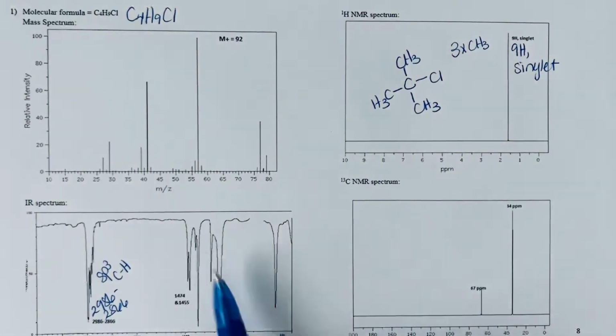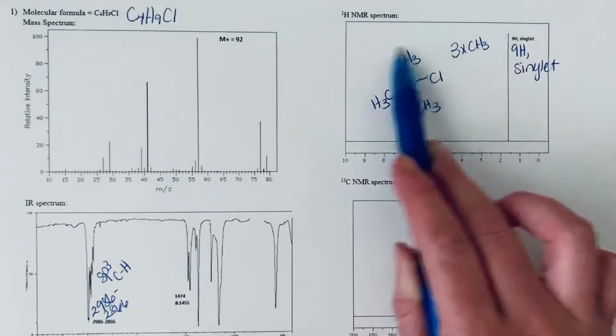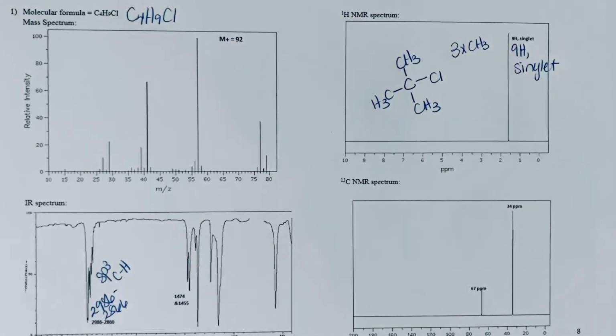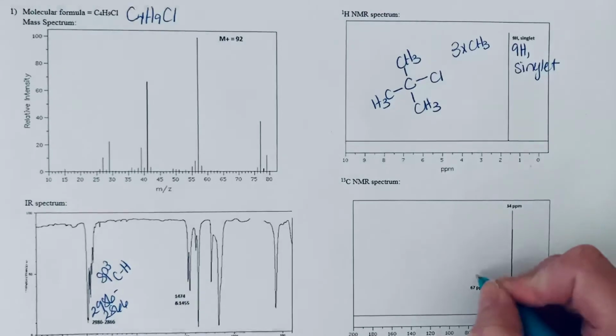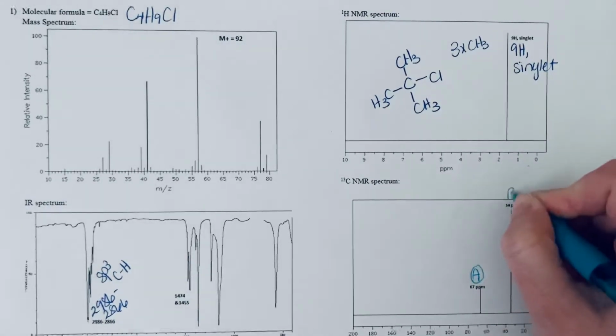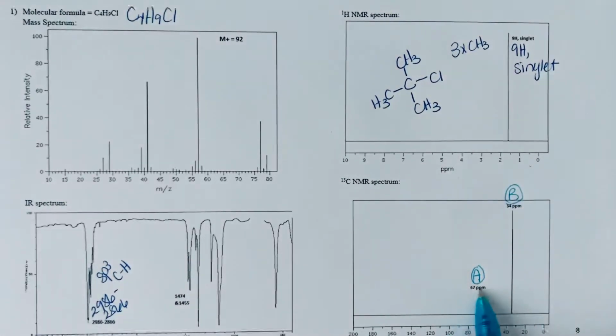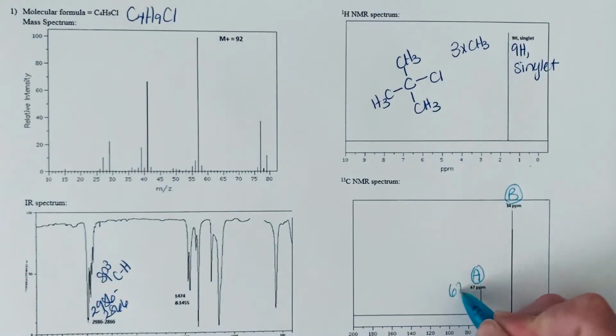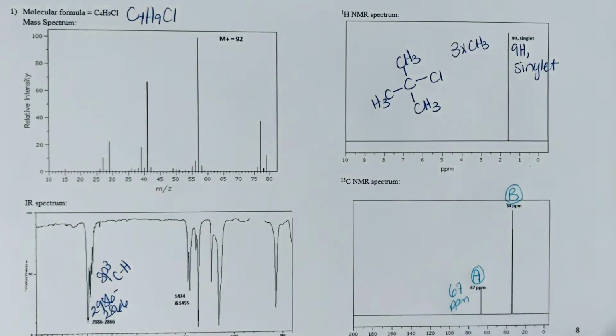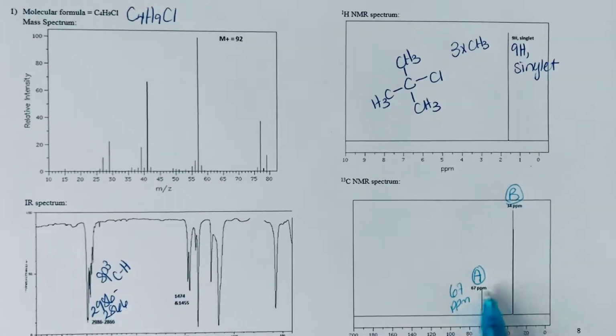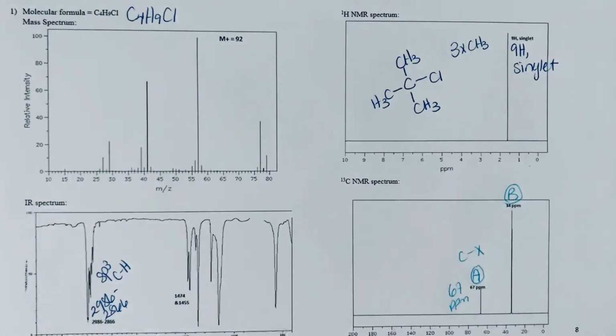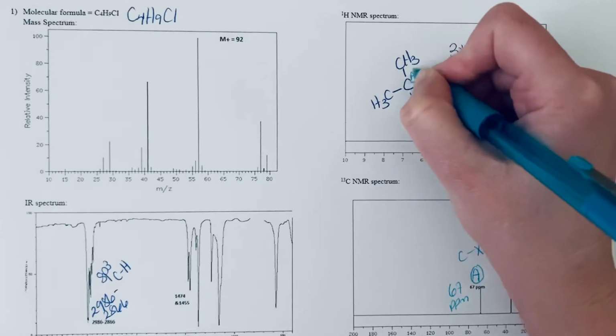So all of this data should be consistent with our proposed structure. Let's take a look at the carbon NMR. We see that we have 2 signals, so let's call them A and B. Signal A at 67 ppm is a little bit high for an sp3 hybridized carbon, which we know is what we have. This happens when your carbon is attached to something that is electronegative, and we have a chlorine. So this piece of information appears to be consistent.